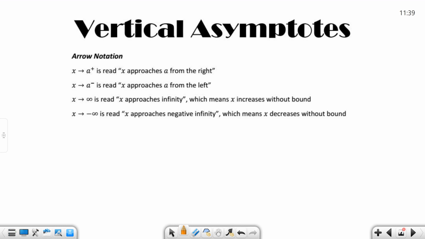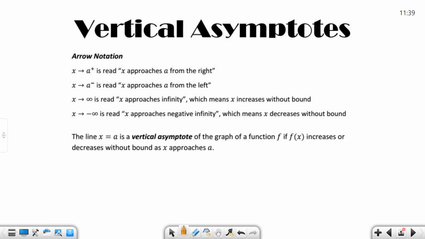And then finally, what if x has an arrow and negative infinity? That's read x approaches negative infinity, and that means that x decreases without bound. It's going all the way out to negative infinity, as far as it can go and further, because infinity and negative infinity are directions. They are not numbers. They are directions.